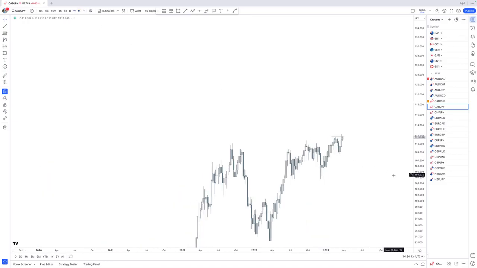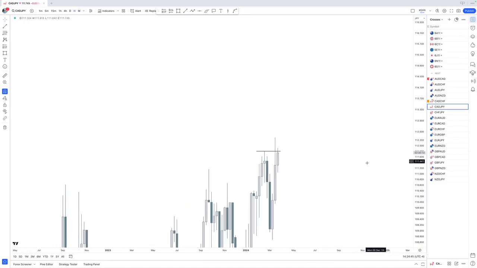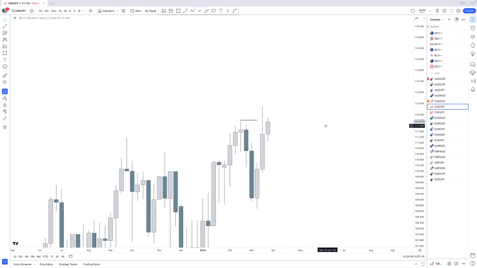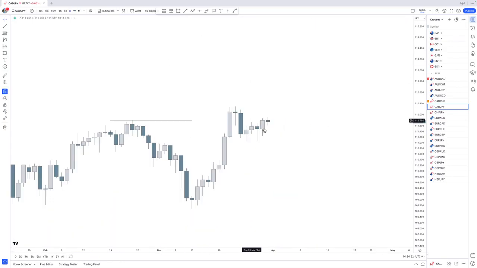On the weekly, are we doing anything? Yeah, that's swing high. Seems like we're struggling with that a little bit. But it does seem like we're climbing back above it. We're leaving behind a weekly fair value gap as well.